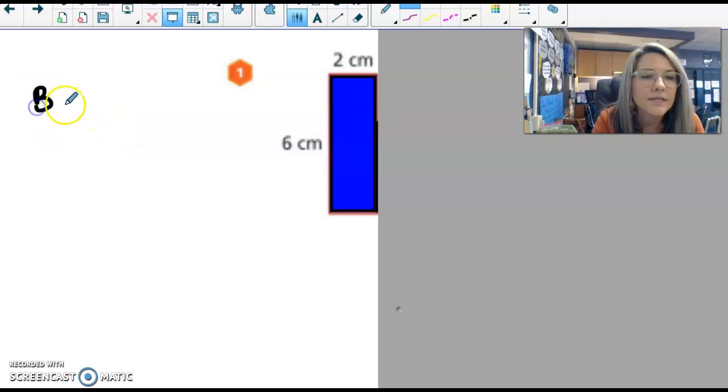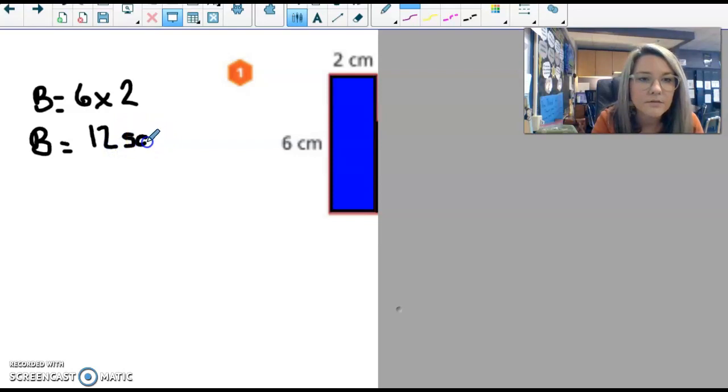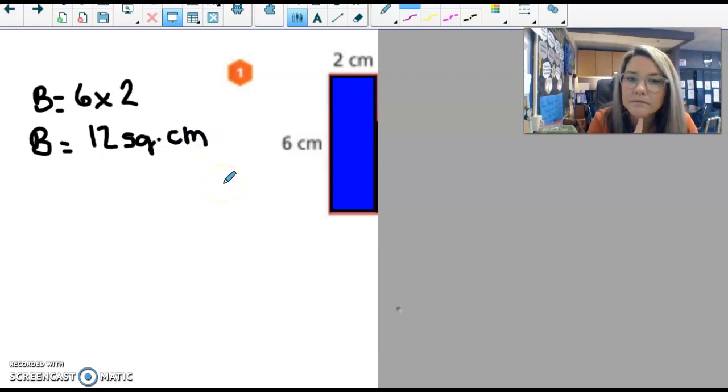So for the blue rectangle, put it over here, blue rectangle, the area is 6 times 2. Okay, so 6 times 2 is what? 12. So the area of the blue rectangle is 12 square centimeters. Okay. Do you see that? Okay. Now we're going to find the red rectangle.